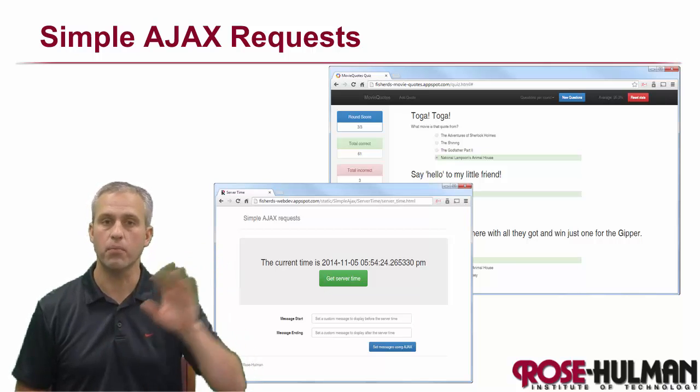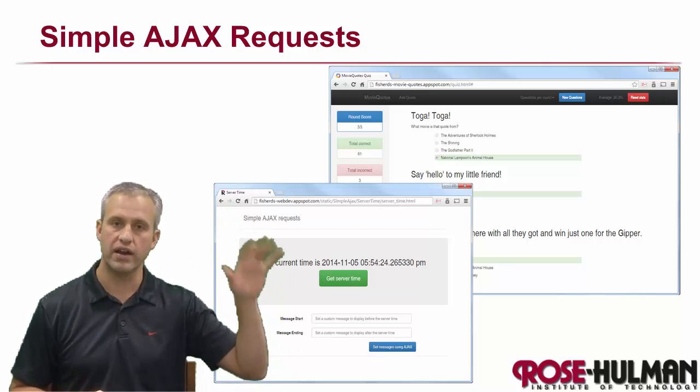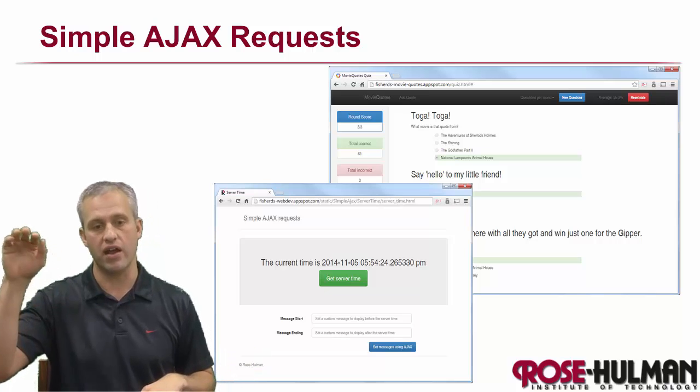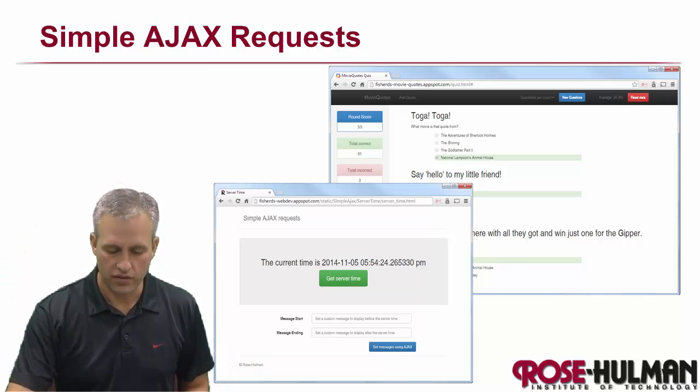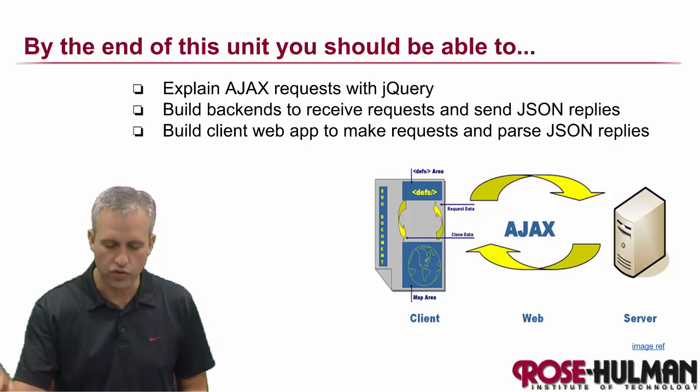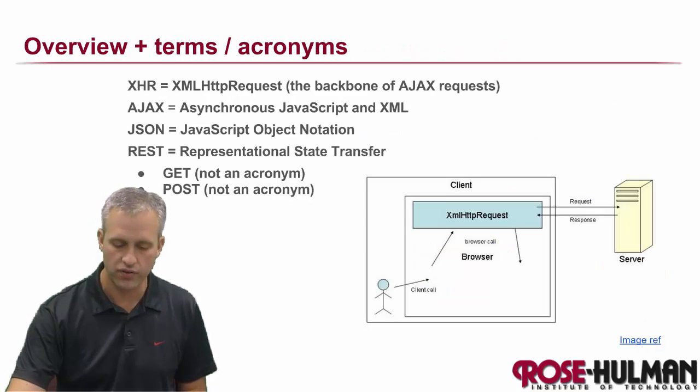We're going to just do some simple things in this unit, of how to use jQuery AJAX on the client, and then how you receive those in our App Engine Python backends. So let's go ahead and get started. Here's a cute little picture that shows the idea of AJAX. It's a communication between client and server.